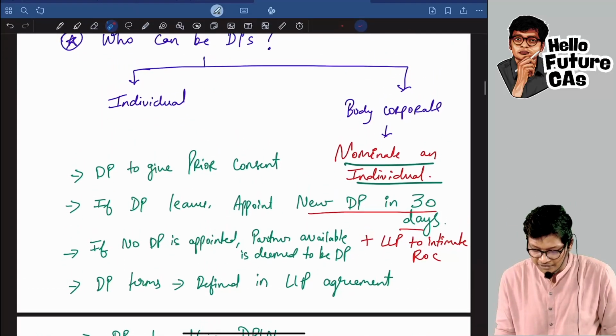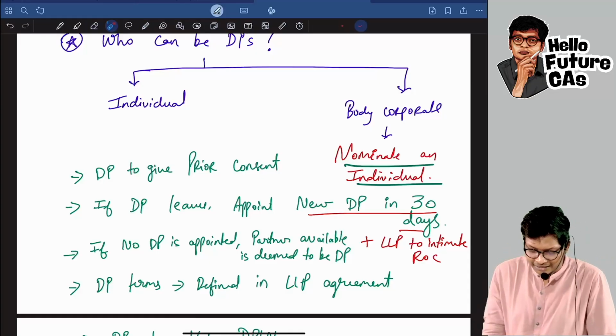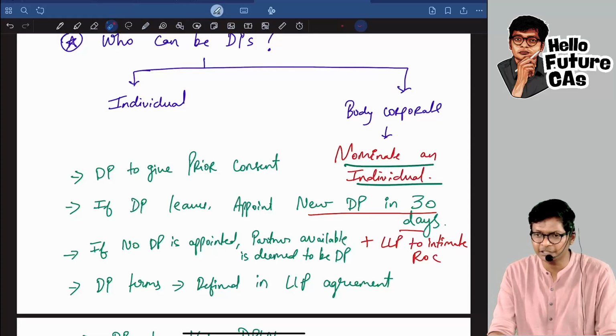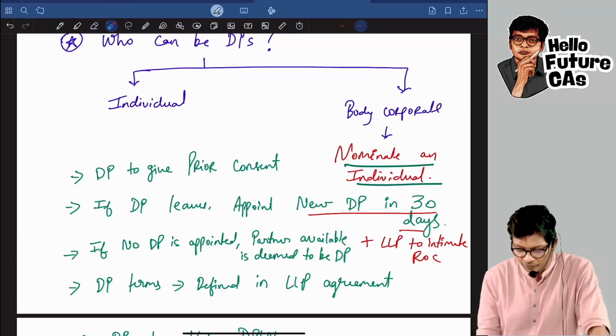Okay. Now first, I will read these points and explain them. I just don't want to read, guys. DP has to give prior consent. Easy. Are you following, guys? He has to give prior consent, just like how a director also has to give consent before joining.